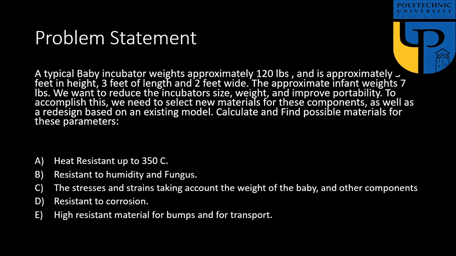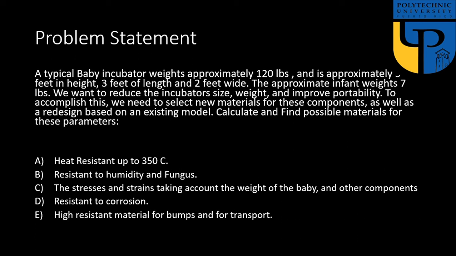Okay, so my problem statement for the mechanical component of my subsystem basically includes that a typical incubator approximately weighs 120 pounds and is approximately 3 feet in height, 3 feet in length, and 2 feet wide. Sorry, not the baby, the incubator. The approximate infant weighs 7 pounds. So what we want to do is reduce the incubator size and weight, and improve its portability. To accomplish this, we need to select new materials for these components as well as a redesign based on an already existing model.